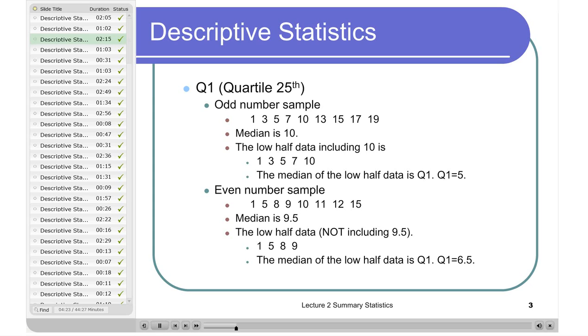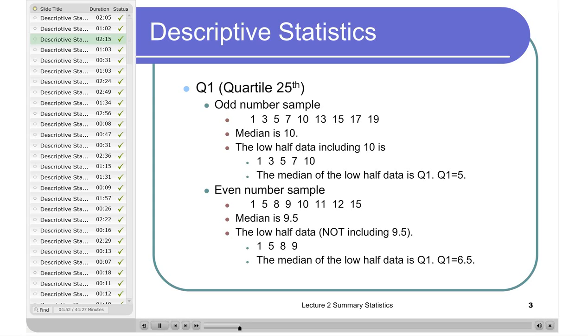Okay, let's go ahead and look at the second data set, which consists of the numbers 1 through 15. Again, we just want to look at the lower half of the data set, and then we want to find the median of that lower half. So in order to find the lower half, we need to start off by finding the median of the big data set. And we saw on the previous slide that since we have 2 middle numbers, 9 and 10, the middle number here is going to be 9.5.